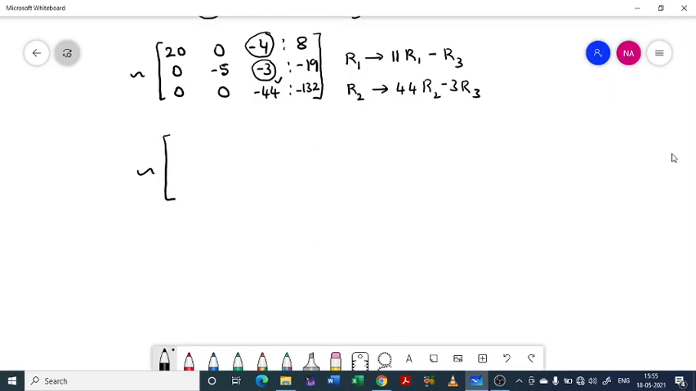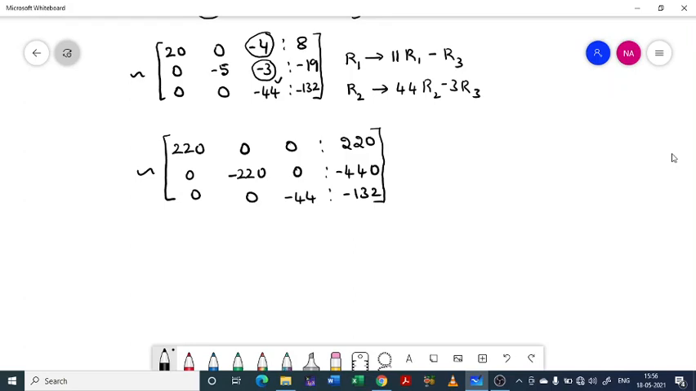You will be getting 20 into 11, that is 220 here, 0. Minus, okay, this as per our choice it should be 0, and this entry will be, you can check, it will be 220 again, and this 0 and this also 0. Minus 5 into 44, so again it will be minus 220, and as per our choice it should be 0, and this will be minus 440, and 0 minus 44, and no change in the third row, right? So minus 132.